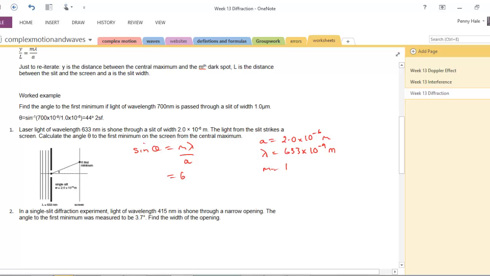We've got 633 times 10 to the minus 9 all over 2 by 10 to the minus 6. It's going to equal 0.3165, and therefore theta is going to equal sine to the inverse of that, which is 21.2 degrees. So the angle for the first minimum is around about 21 degrees.